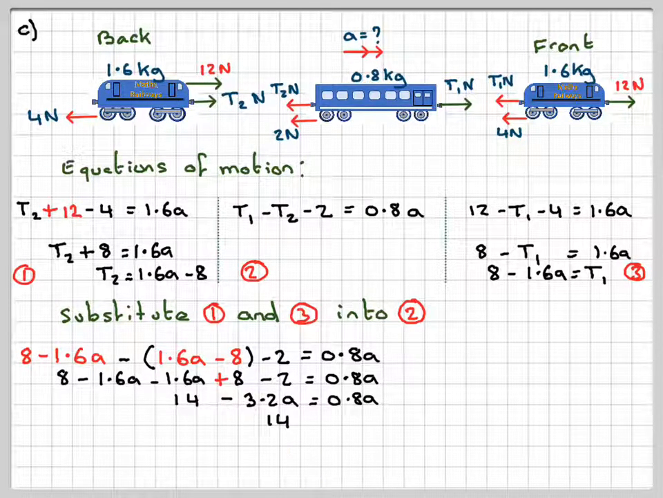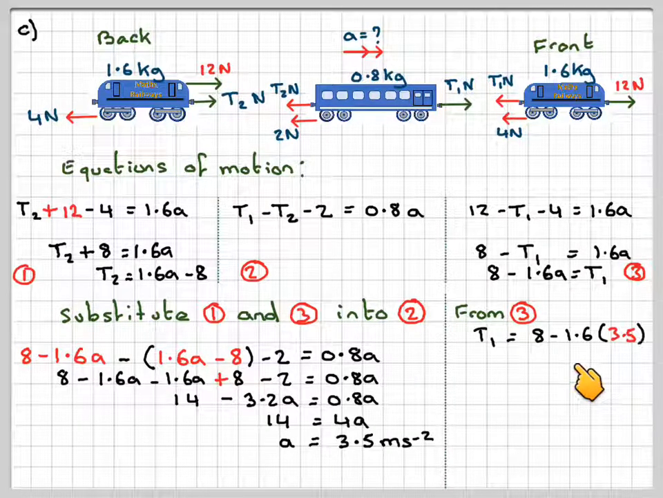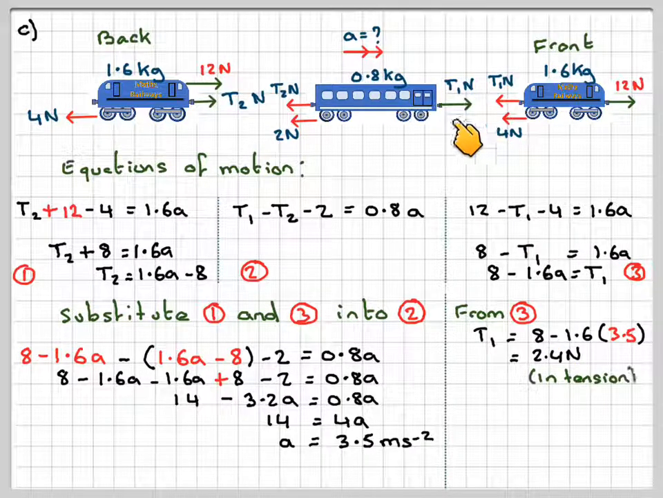And then we're going to have that 14 is equal to 4A. That's 0.8A plus 3.2A. And therefore A will be 3.5. 4 goes into 14 3 times, and 2 left over. 2 over 4 is a half, so it's 3.5 meters per second squared. Right, now substitute back into equation 3 to get T1. So we're going to have T1 is going to be 8 minus 1.6 times my value of A, which is 3.5. So that will be 2.4 newtons, and that's positive. Therefore, that coupling there is in tension.